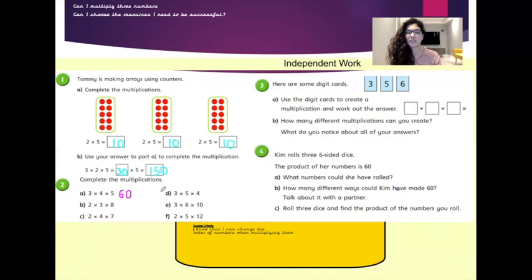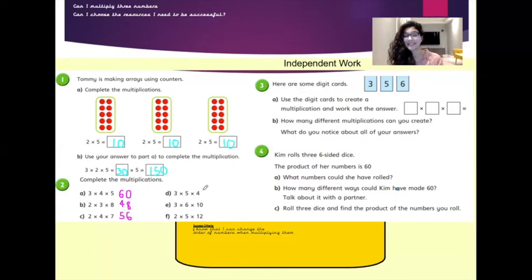And then B, 2 times 3 times 8. I got 2 times 3, which is 6, and then 6 times 8 was 48. Well done if you got the same. C, 2 times 4 times 7. So 2 times 4 would be 8, and then 8 times 7, 56. So well done if you got that.